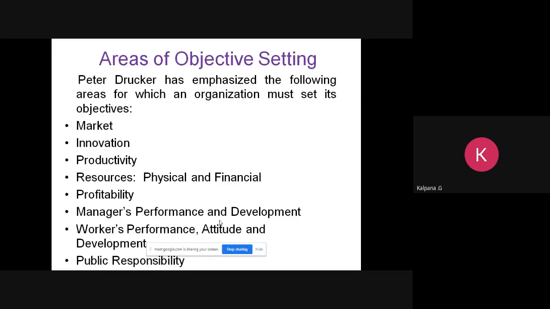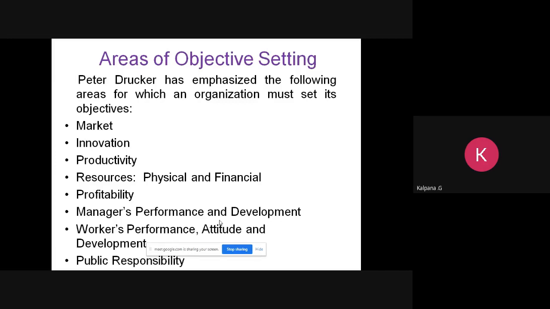So it should be in market. Based on market, we are going to have an objective, and a different objective for a marketing team, and innovation, productivity. Based on the resources available, we are going to have an objective. And profitability, we are going to consider the manager's performance and development, worker skills, attitude and development, and also public responsibility, which means we are going to have a good impact in the society. So we are going to look into all these areas and then set the objectives.